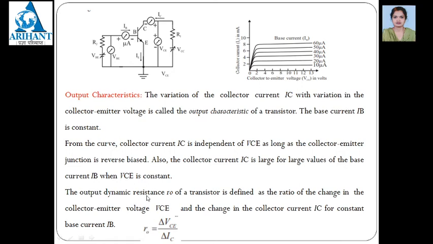Thus the output dynamic resistance, that is R0 of a transistor, is defined as the ratio of change in the collector emitter voltage, that is VCE, to the change in the collector current IC when base current IB is constant. R0 is equal to delta VCE upon delta IC.